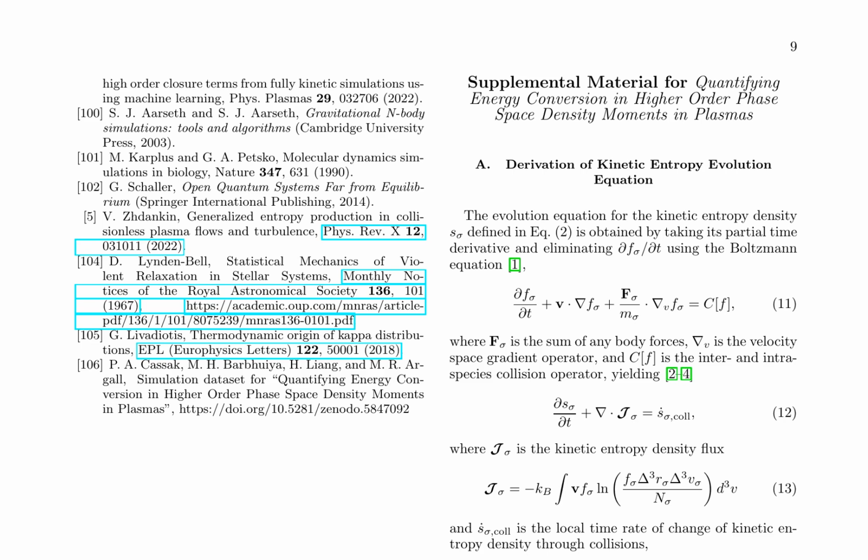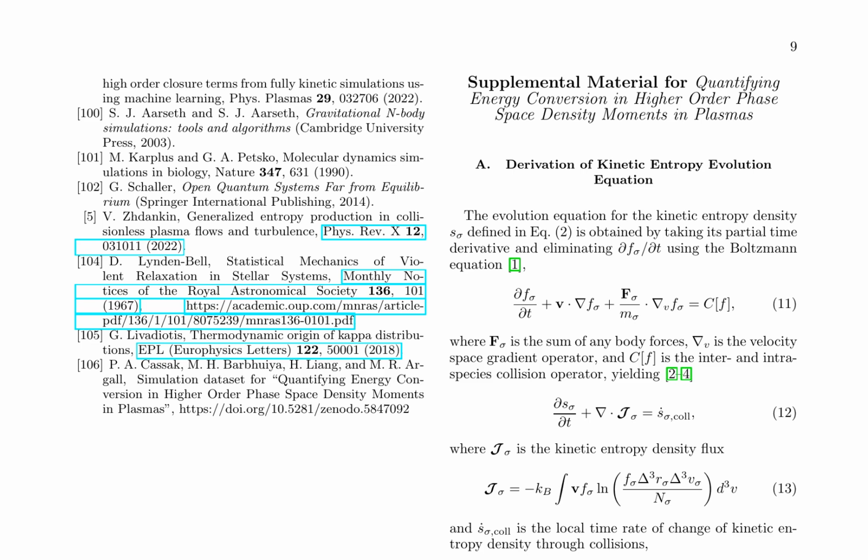This equation is derived by defining the kinetic entropy density, S_sigma, and its partial time derivative, utilizing the Boltzmann equation to eliminate partial derivative of f_sigma with respect to t. This leads to the kinetic entropy density flux, J_sigma, and the local time rate of change of kinetic entropy density through collisions, S_sigma,col.